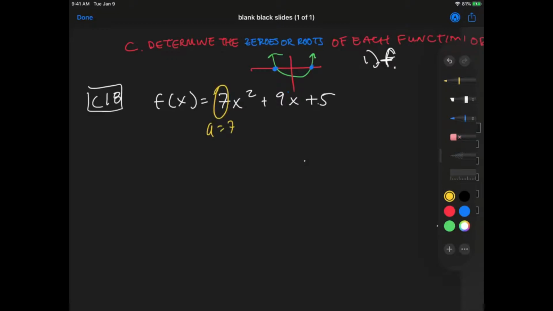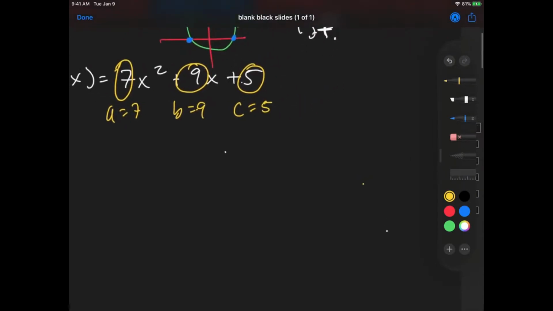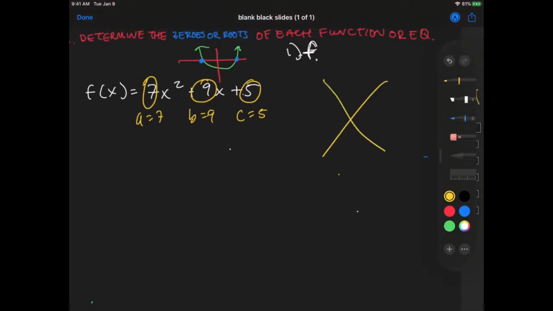A is 7, B is 9, and C is 5. Hopefully you've learned that the coefficients, the numbers in front, are your A, B, and C. Notice how in yellow there are no x's. Let's see if we can factor that, okay? A times C is 35. My B value is 9.